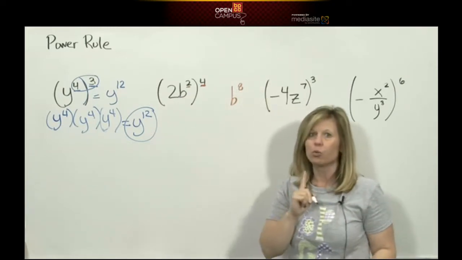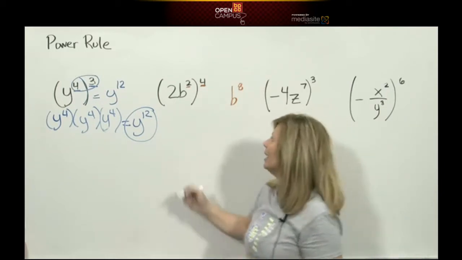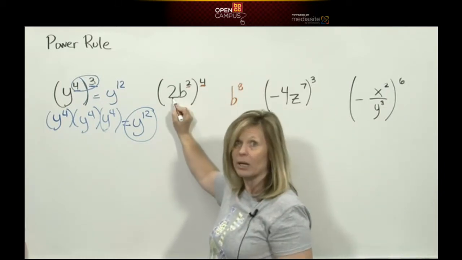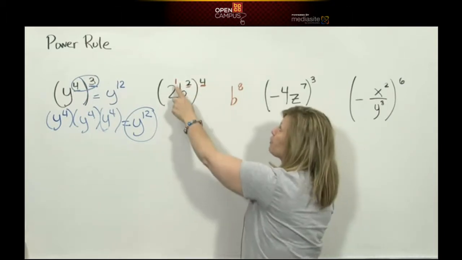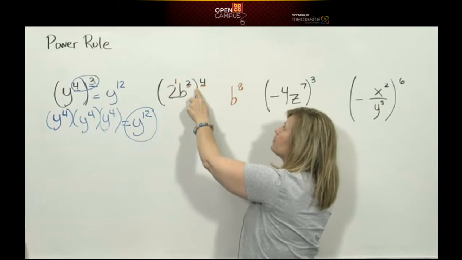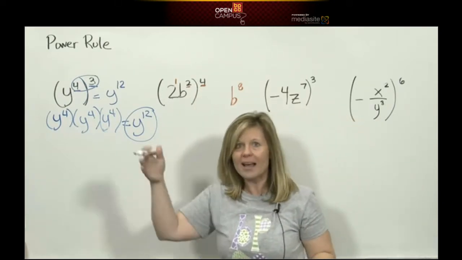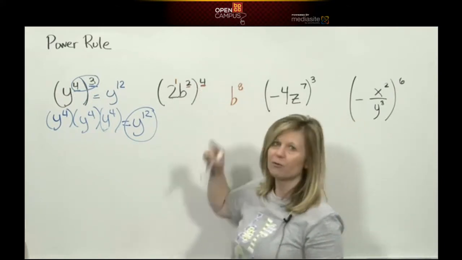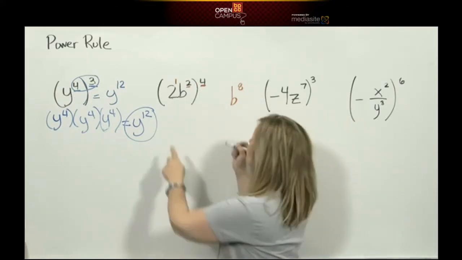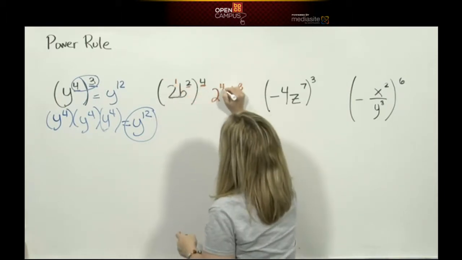And then what you do wrong is you just bring the 2 down. You can't do that. This 2 has an exponent. It's understood to be the exponent 1. So there's an exponent 1 times an exponent 4. So every term has an exponent. And if you're going to do the power rule, you got to multiply this 4 to every exponent. So the base would be 2, and 1 times 4 would be 4.